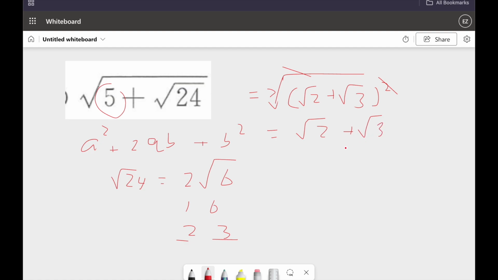You can verify if you want. This square will be equal to this without the square root. This without square root.